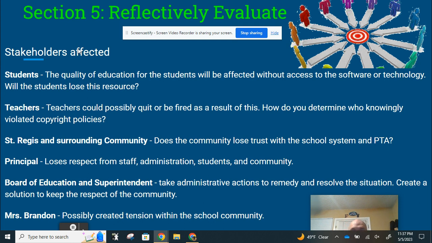St. Regis and surrounding communities, does the community lose trust within the school system and the PTA? Does the principal lose respect from the staff, administration, students, and community? Does the Board of Education and superintendent take administrative actions to remedy and resolve the situation? Do they create a solution to keep the respect of the community as well? And really, Mrs. Brandon, does she possibly create tension within the school community of teachers losing their trust in her as being a team player?